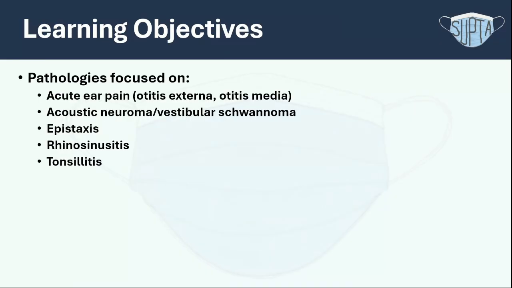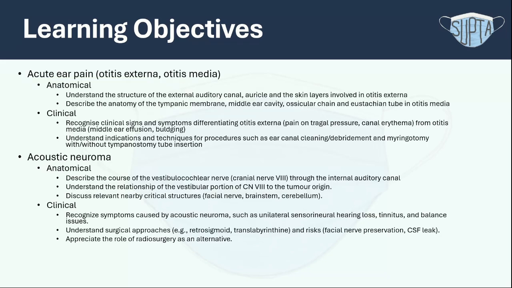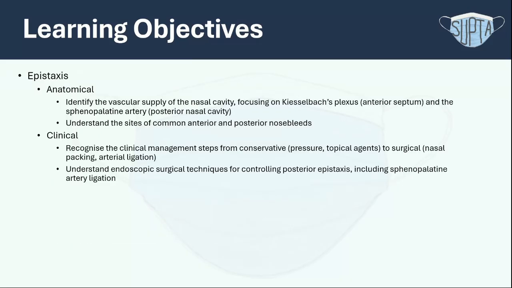So these are the pathologies that we're mainly going to focus on today. It's acute ear pain, so otitis externa, otitis media, acoustic neuroma, epistaxis, rhinosinusitis, and tonsillitis, and there'll be some different conditions that we discuss in between as well. So learning objectives, so the acute ear pain is mostly the anatomical and clinical, and I'm not going to go through these too much, but in your own time, it might be good to review that.